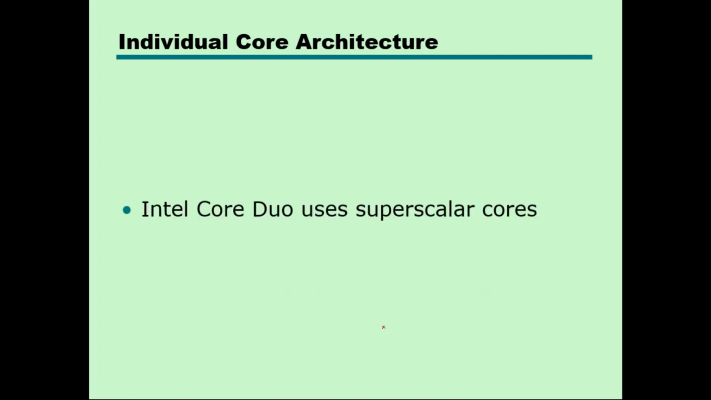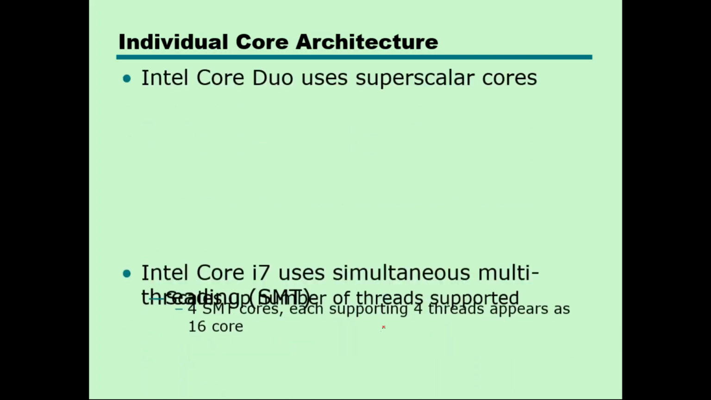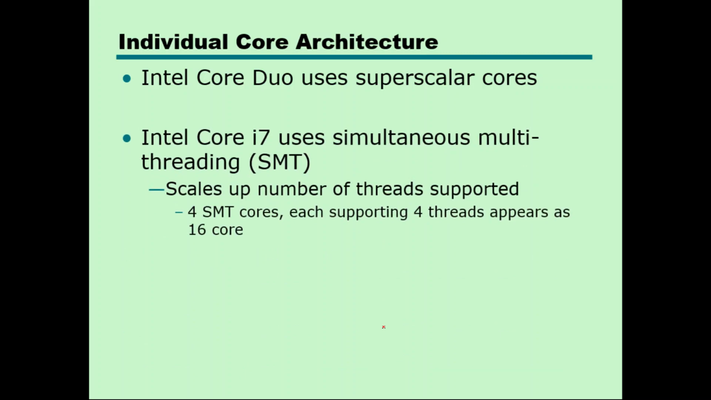Now let us discuss some of the architectures briefly, starting with individual core architecture. For example, Intel Core Duo is one type of processor. It uses superscalar cores. There are multiple cores, but each core contains superscalar units, that is, multiple functional units. It may have more than one ALU, perhaps two or three ALUs.